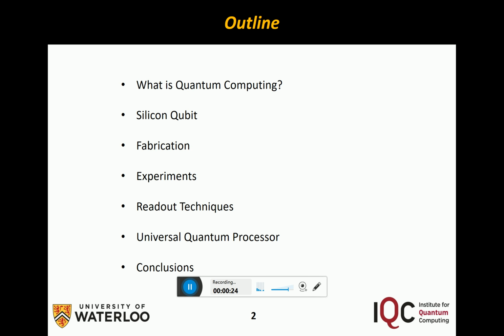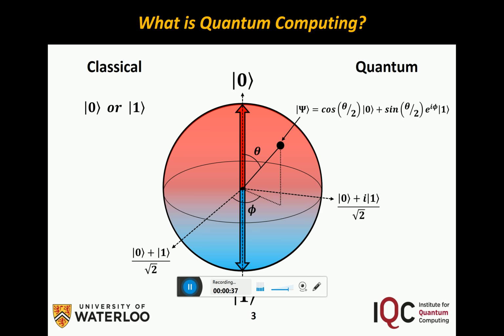This will lead us into a discussion of readout techniques and what a universal quantum processor is. And then I'll finish off with some remarks about error correction, some of the challenges that we still have, and some conclusions. So what is quantum computing?